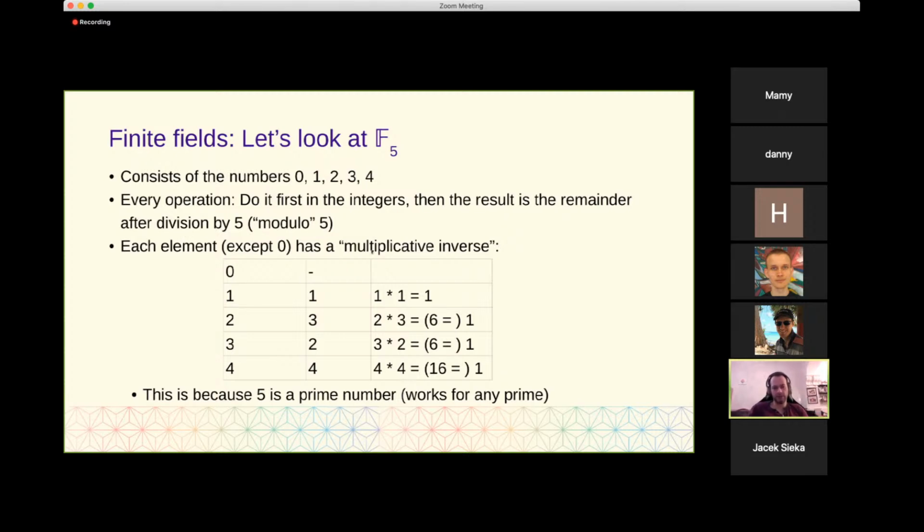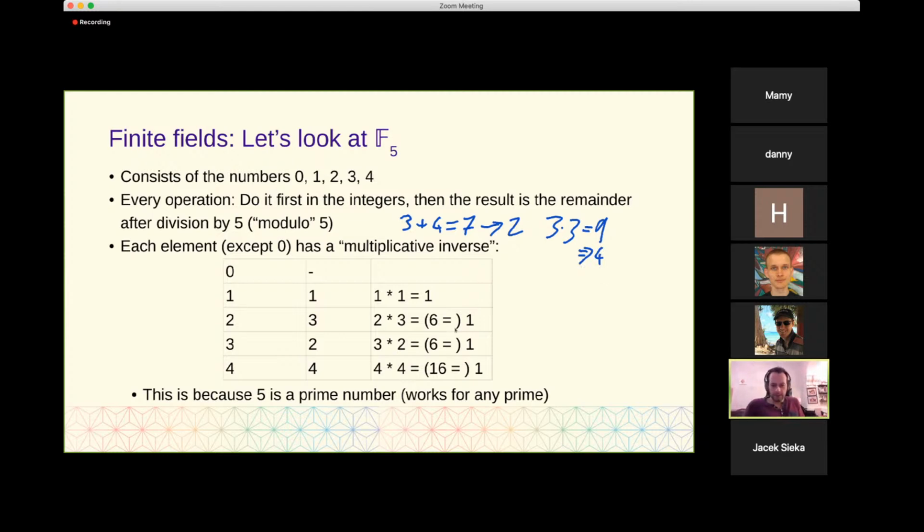So for example, if we do something like 3 plus 4, then that's 7, and 7 divided by 5 is 1 with remainder 2. So we say that in our field, the result of that is 2. And another example, like 3 times 3: the result is 9, and the remainder modulo 5 is 4. So we say that that is 4.